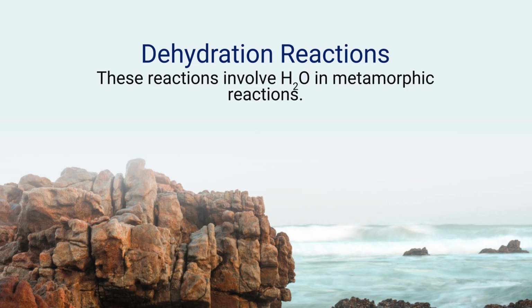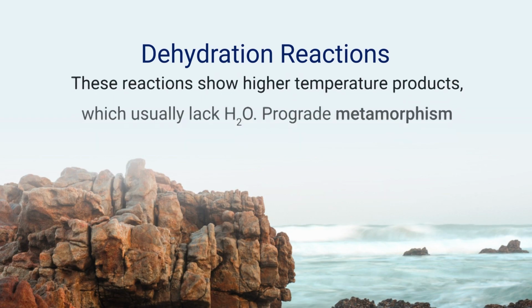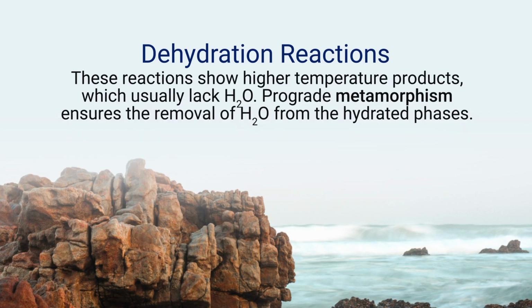The word itself tells you that these involve water in metamorphic reaction. This is the common scenario which makes these metamorphic reactions most common. These reactions show higher temperature products which usually lack H2O. Now, when there is prograde metamorphism, that means the grade is increasing, that ensures the removal of H2O from the hydrated phases. That is why it is called dehydration reaction. The removal of hydrates is facilitated by increasing temperature during the prograde metamorphism.